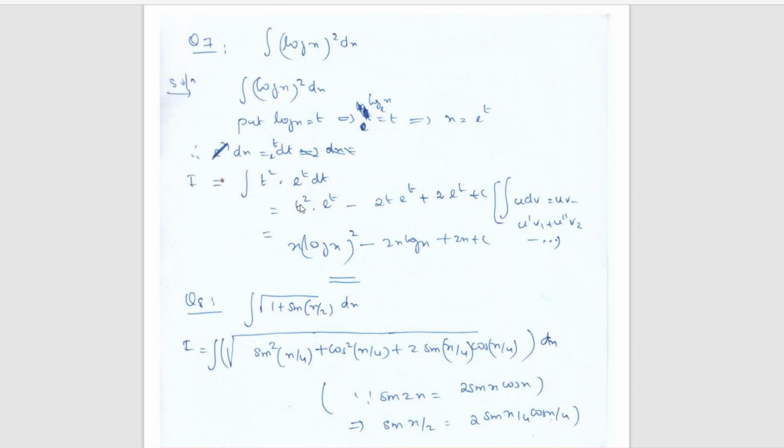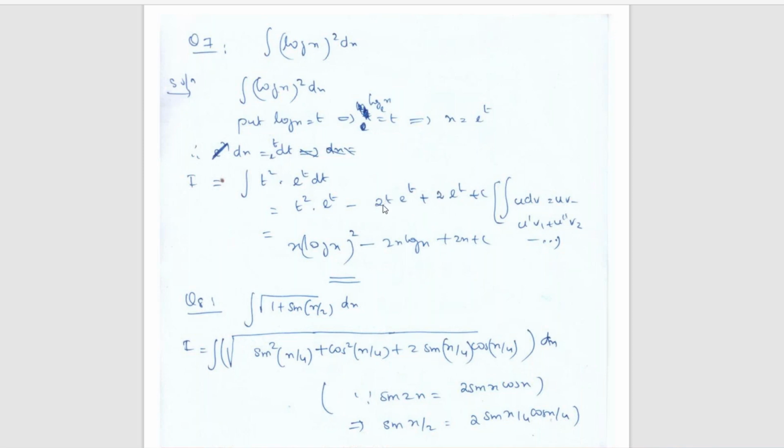So u dash is 2t. Differentiation of t square is 2t. This is u dash. V1: what is V1? Integration of V. What is integral V? Integral e power t dt. If you integrate e power t with respect to t, then again you'll be getting e power t only. So e power t minus u dash V1 plus u double dash V2.